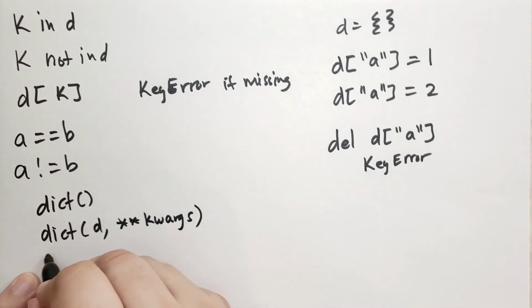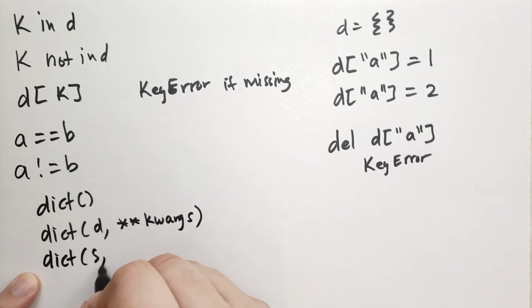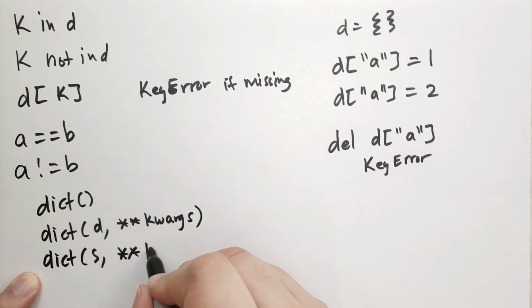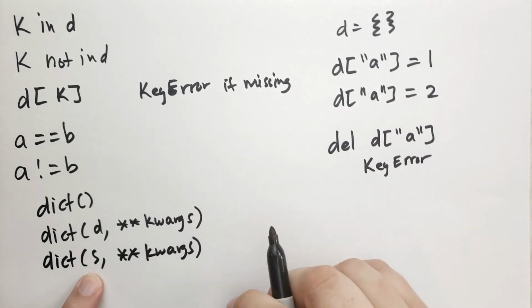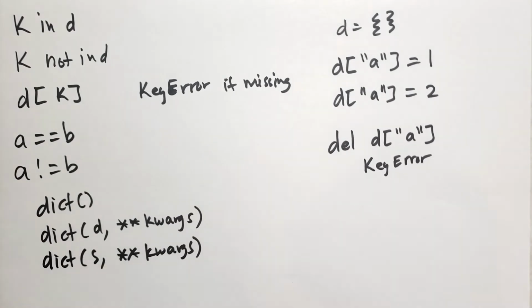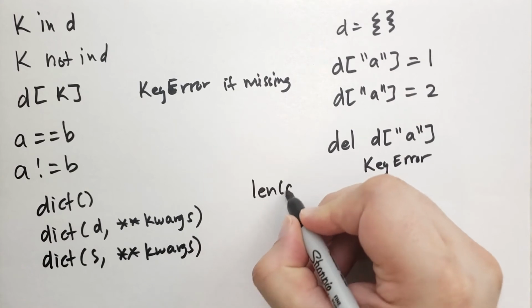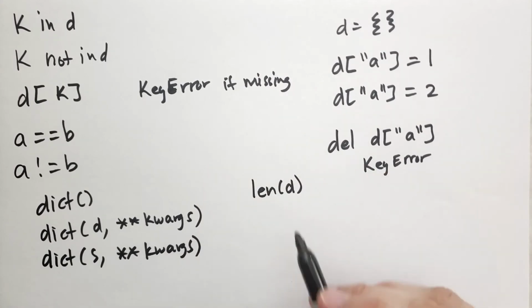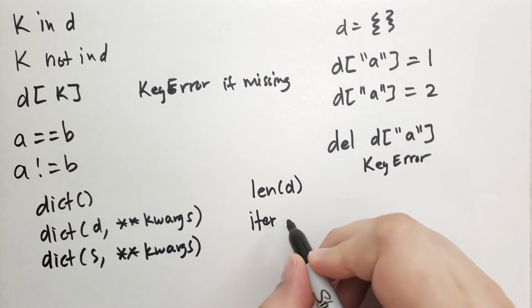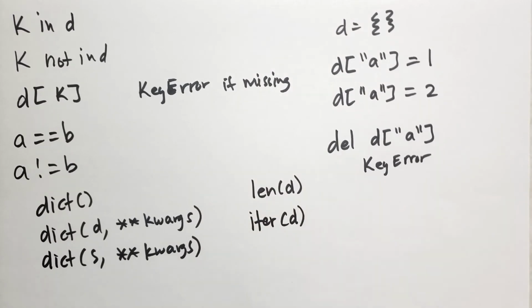Okay? You can also create a dictionary from a sequence and additional keyword args if you want. In this case, the sequence should be of key value pairs. You can take a length of a dictionary. That will tell you the number of keys in the dictionary, whether the values are none or not. And you can also iterate across a dictionary. And this will just by default iterate across the keys of the dictionary, not the values.